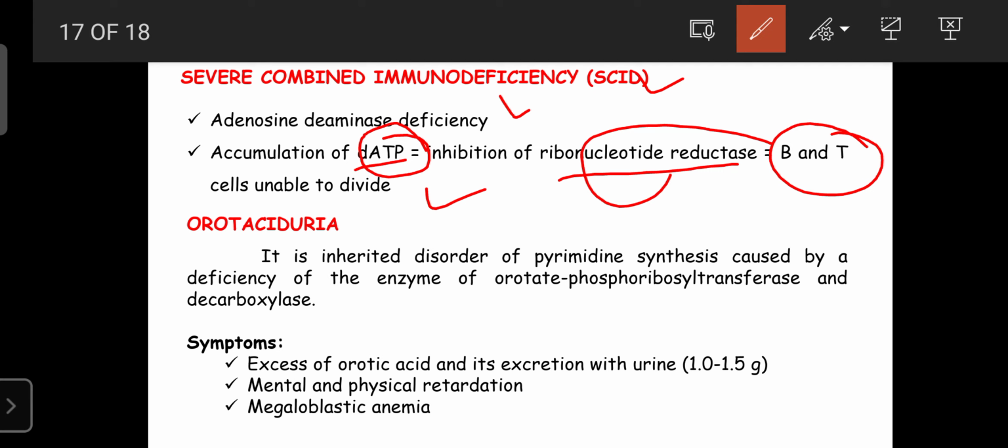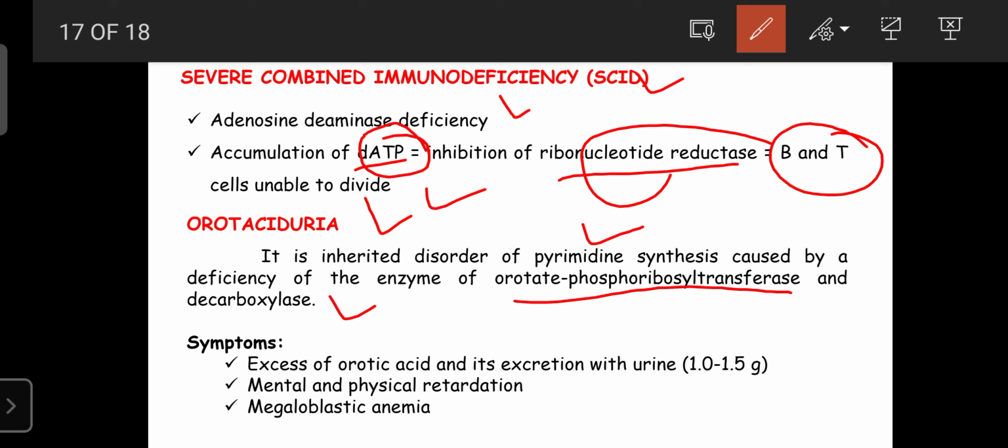Next one is the last condition, related to pyrimidine disorder, known as orotic aciduria. It is also an inherited disorder of pyrimidine synthesis. It is caused by deficiency of the enzymes orotate phosphoribosyl transferase as well as orotidylate decarboxylase. These are mainly involved in the metabolism of pyrimidine. Due to deficiency of these enzymes, there is an abnormality in the metabolism of pyrimidine. Then the person suffers from a high concentration of orotate in the urine. That condition is known as orotic aciduria.